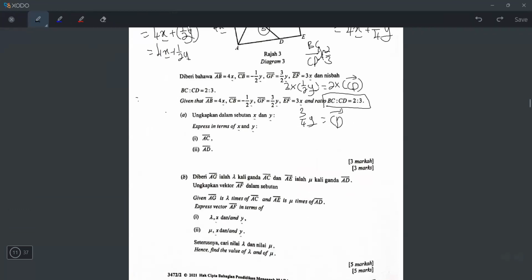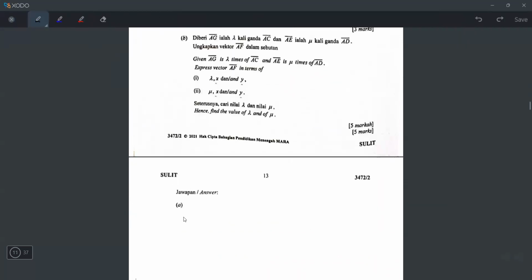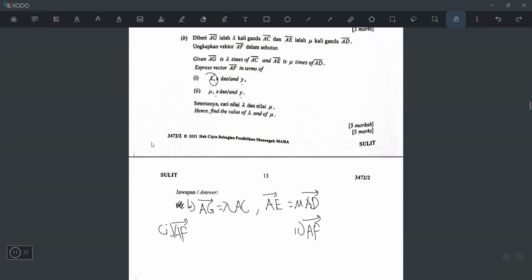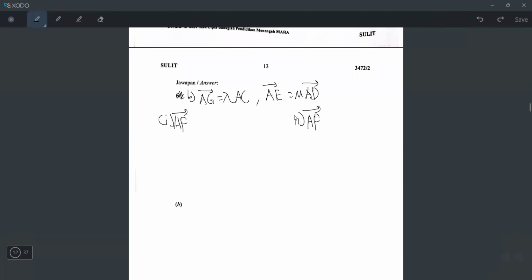Okay, B, they say what? Okay, I'll do it down here. All right, so B. So AG is lambda times AC. So AG is lambda AC. And then AE is mu times AD. So AE is mu times AD. And then they say express vector AF in terms of lambda. And then question 2 also express vector AF, but this time in terms of mu.